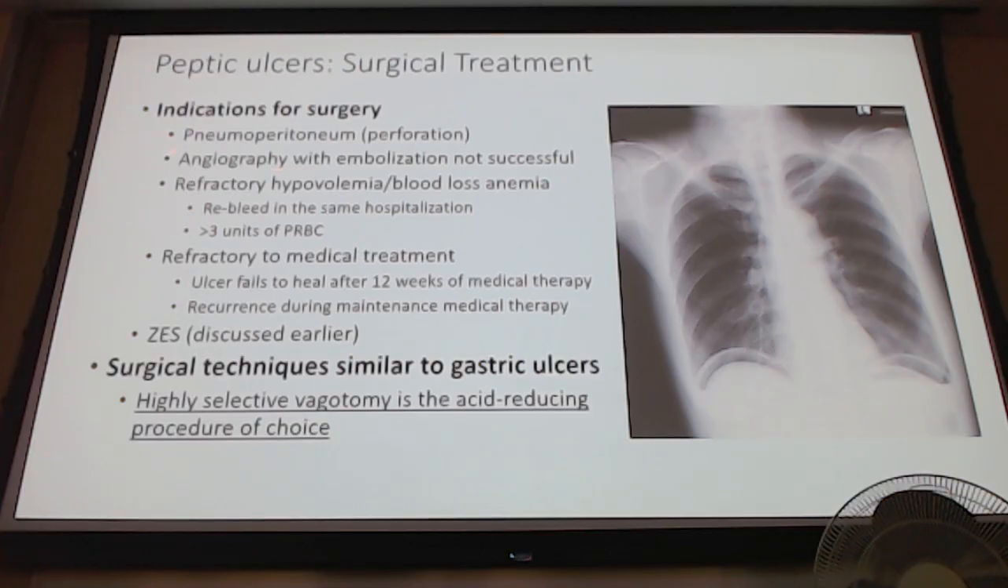So if you have pneumoperitoneum, angio and embolization was not successful, you just keep having anemia and/or hypovolemia, it keeps rebleeding in the same hospitalization, we've given more than 3 units of packed red blood cells, and/or it's refractory to medical treatment, so it's been 12 weeks of medical therapy and it just keeps getting worse, and/or if we find fistulas, then it needs to go to surgery. Okay, similar to gastric ulcers. In terms of how we fix it, the next slide I'll go through a little bit more.